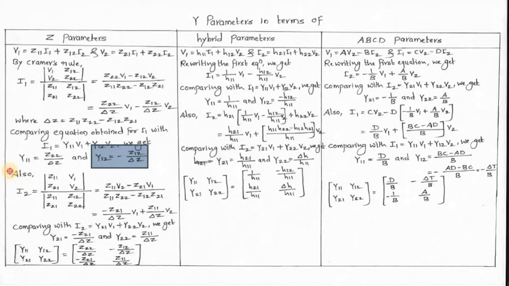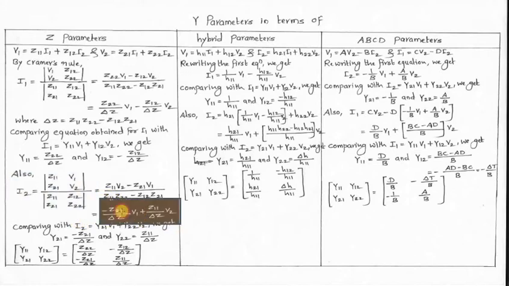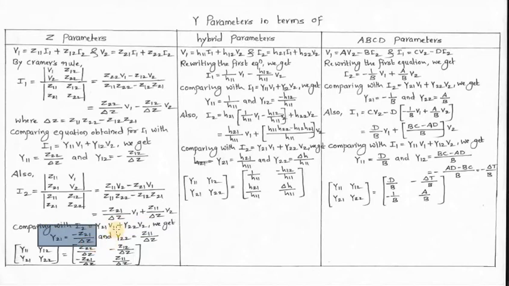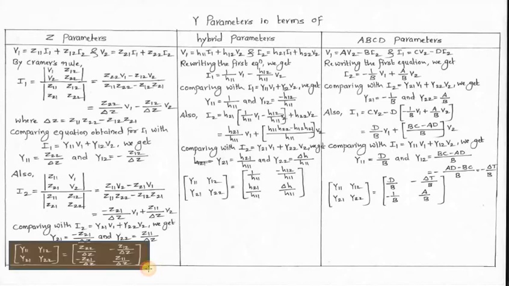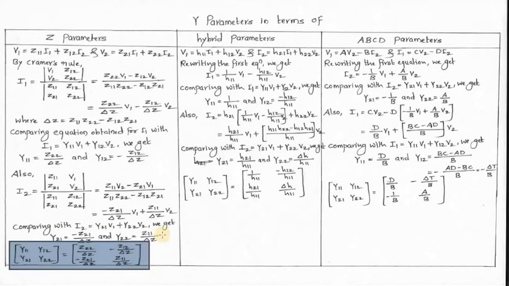So if I similarly apply Cramer's rule to find I2, I get I2 in terms of V1 and V2, then this must be y21 and this must be y22. So look at this. When I compare the expression with this expression, as I said, y21 is this and y22 is z11 by delta z. So ultimately all the y parameters are represented in terms of z parameters in a matrix form like this.